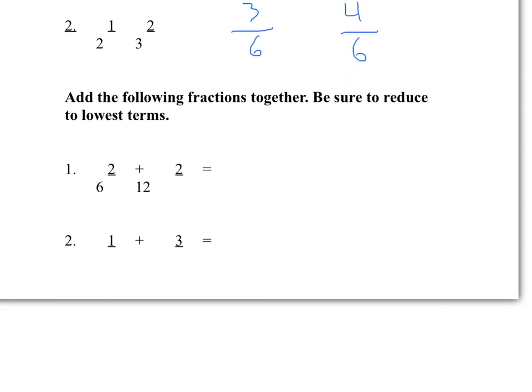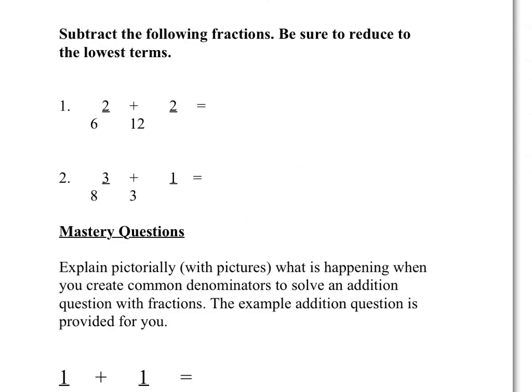Now we're adding the following fractions together. 2/6 plus 2/12 is 6/12, which you then have to reduce to 1/2. Alright, I've lost the bottom numbers on this. Just give me a second. When you add 1/3 and 3/8 together, you get 17/24. Alright, go on to the next page here.